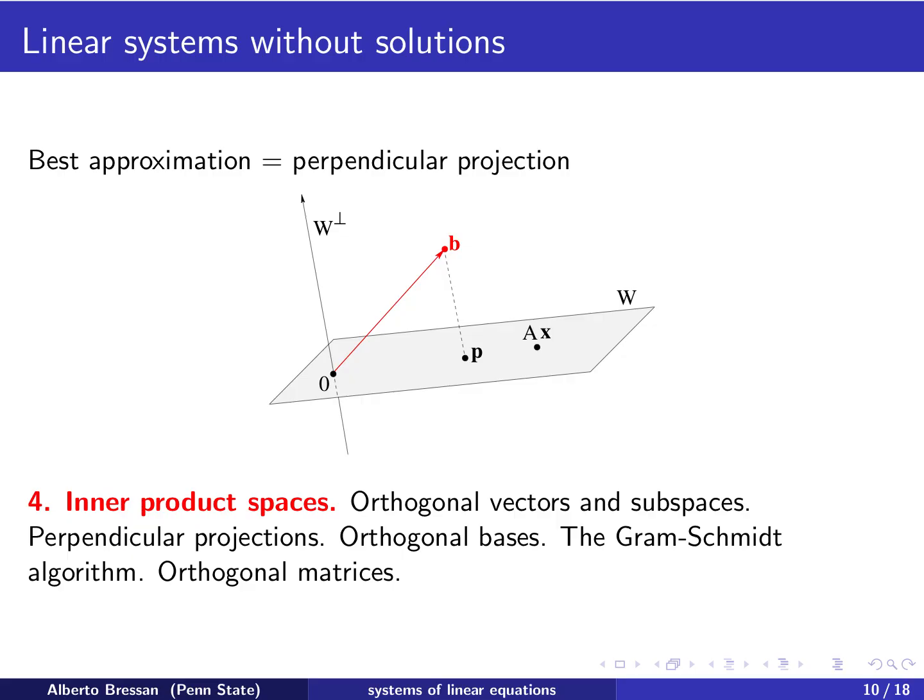So this leads to the so-called inner product spaces, because you need that to define the concept of orthogonal vectors and subspaces. And of course, we'll talk about perpendicular projections, orthogonal bases, and then the famous Gram-Schmidt algorithm you might have heard, and then also matrices that are called orthogonal matrices.